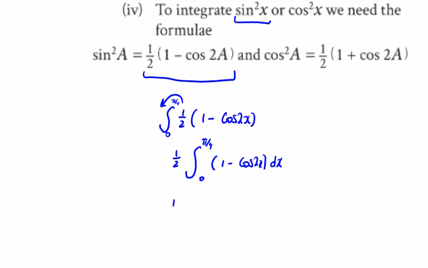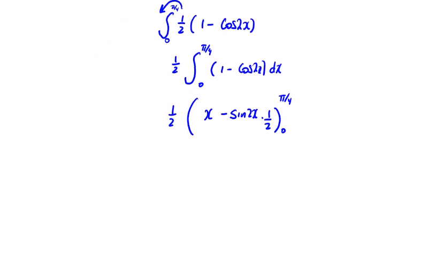So 1 goes to, I'll leave the half outside, 1 goes to x, cos goes to sine, so cos 2x goes to minus sine 2x, and then we'd have to multiply by the differentiated angle between pi over 4 and 0. So we have a half outside, and I'll put the half in front here in the next line. So we're going to have pi over 4 goes in for x minus a half times the sine of 2 pi over 4, which is 90. Sine of 90 is equal to 1. I'll put it as pi over 2 first.